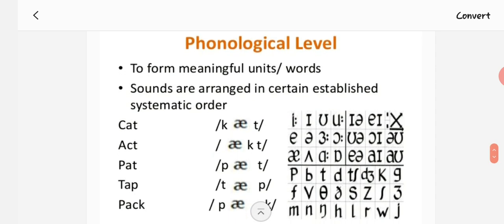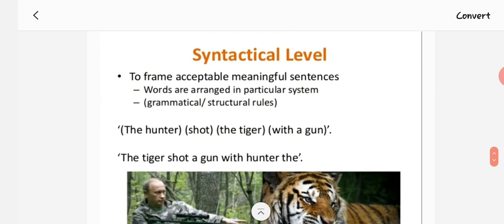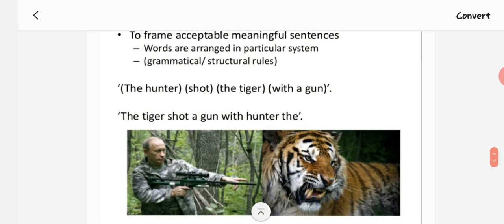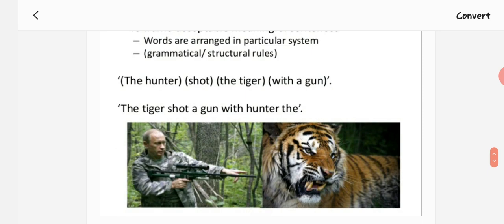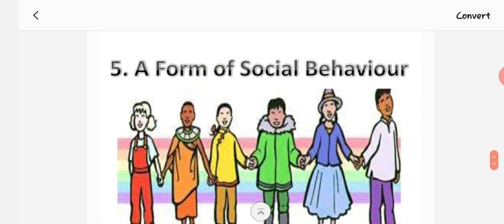So phonetics basically deals with the utterance of words, while the syntactical level deals with framing acceptable, meaningful sentences. Words are arranged in a particular system, like grammatical things or structural rules, etc. The hunter shot the tiger with a gun does not mean that the tiger shot a gun with the hunter. That would be meaningless grammatically, so we have to develop a sentence in such a way that it makes grammatical sense according to the structural rules.